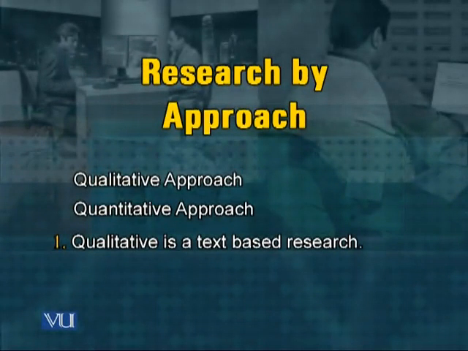So qualitative is a text-based research. This is the one big difference. It's text-based. It does not have many mathematical figures. It doesn't have a huge quantity of numbers, figures, calculations, etc. Understand that it's text-based. Quality can only be expressed in the shape of a text.